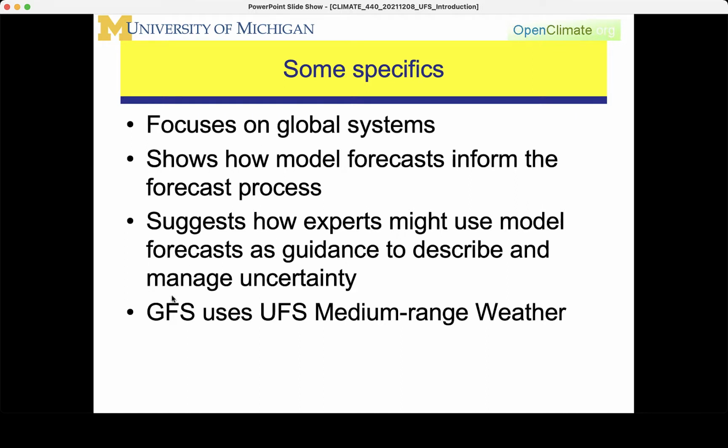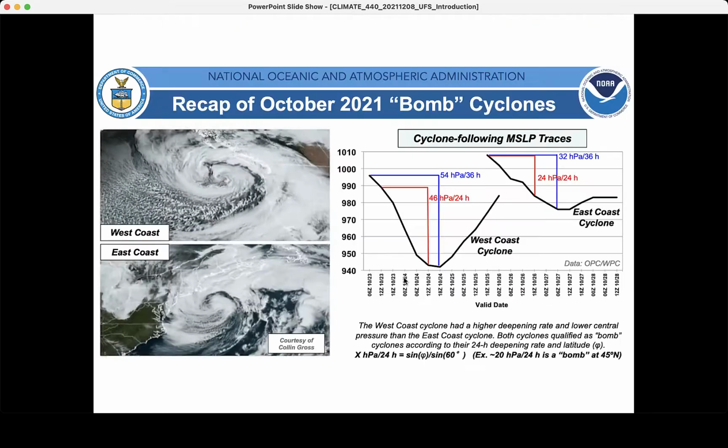Just to be clear, in what follows, GFS is a forecast system, the Global Forecast System, branded by NOAA, which includes modeling and assimilation. And as of GFS version 16, the medium-range weather application is used as the model component, and that's been developed by the community of the UFS.